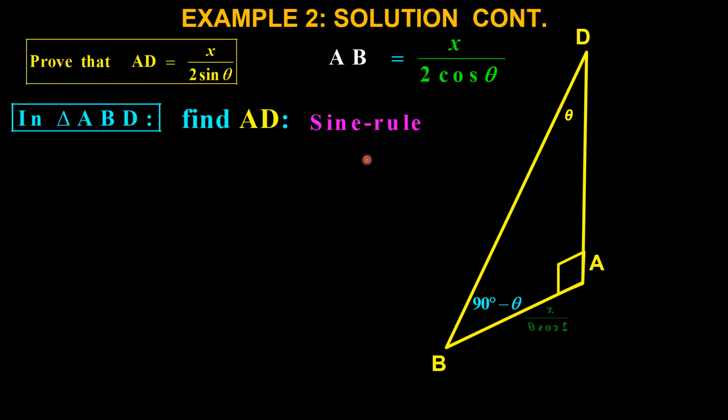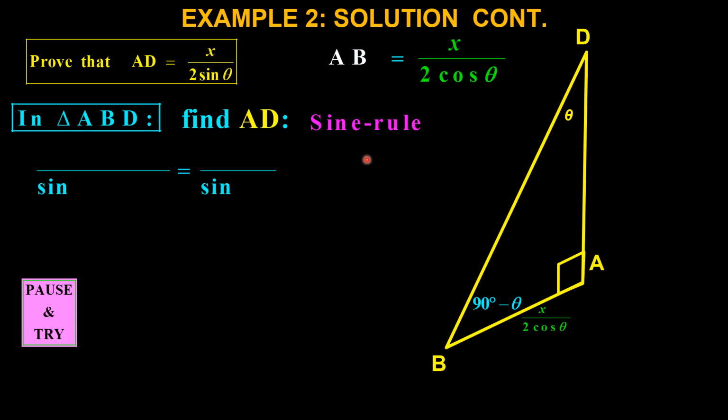So let's just try to do that. Now, remember we have AB equal to x over 2 cos theta. So let's pause now, give you a chance, apply the sine rule, and find an expression for AD. This one here, maybe we can give you 4 minutes to do this. Let's try. Right, so you're going to apply the sine rule.